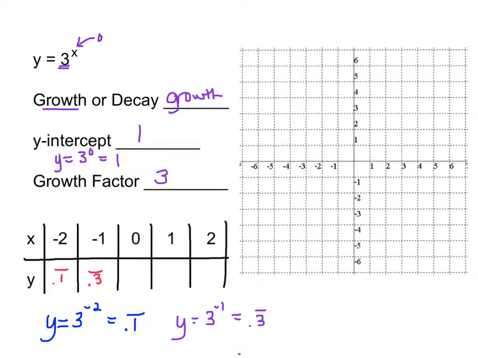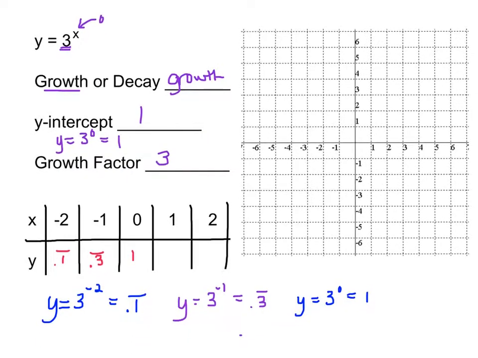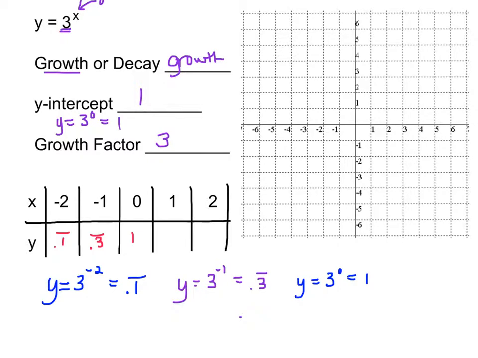Plug in a 0 for the x. Well, that one we did already do for the y-intercept. That's 3 to the 0 power. Anything raised to the 0 power is 1. Let me scooch this up a little bit. All right, plug in a 1 for the x, so y equals 3 to the first power. 3 to the first power is 3. And then we have y equals 3 to the second power, and 3 to the second power will give us 9.